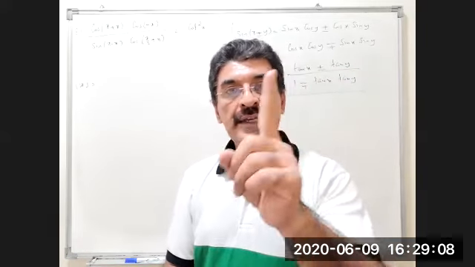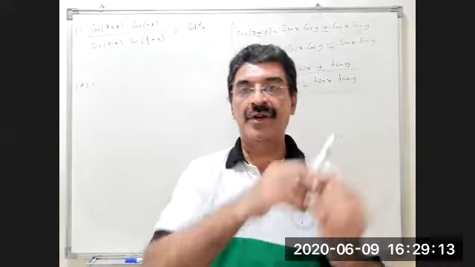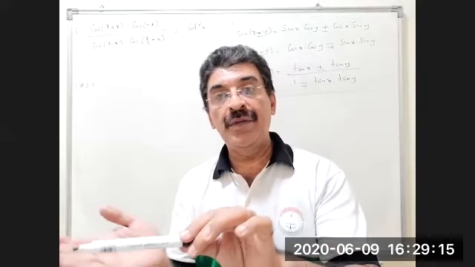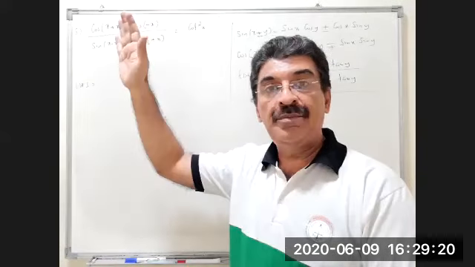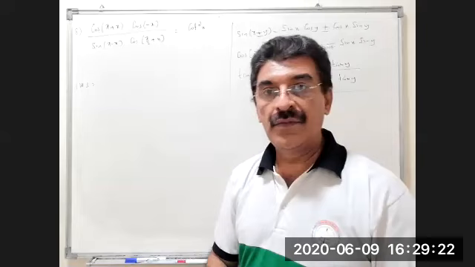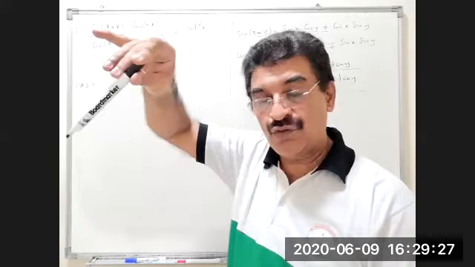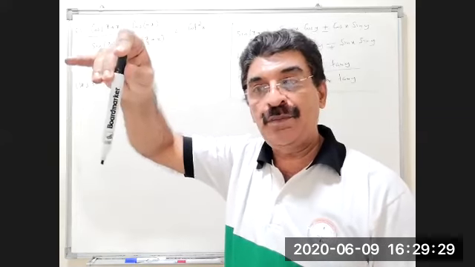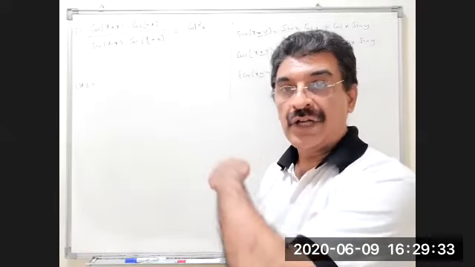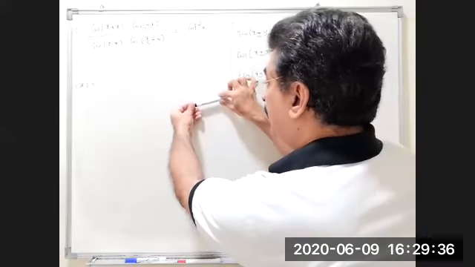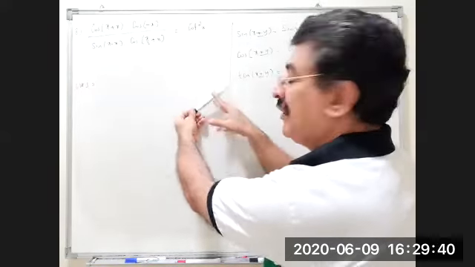Then 90 plus means in quadrant 2. 90 minus means in quadrant 1. 180 minus means in quadrant 2. 180 plus means quadrant 3. 270 minus means quadrant 3. 270 plus means it is quadrant 4. 360 is towards the right, 360 minus means down, so it is quadrant 4. 360 plus means in quadrant 1.